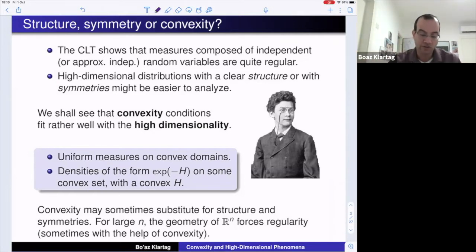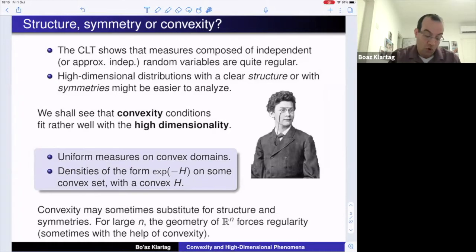More generally, you can consider log-concave measures. These are defined as follows. They are supported on some convex set, but the density is not uniform; it is e to minus h, with some convex function h. We'll discuss them later. The Gaussian is an example of this. It is a slight generalization of the uniform measure on convex domains.